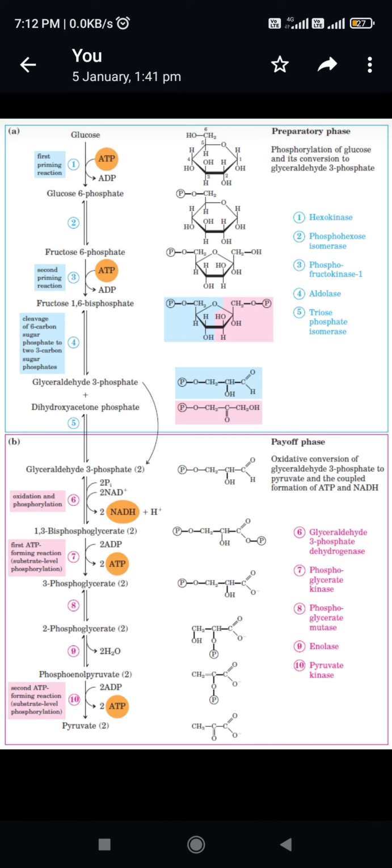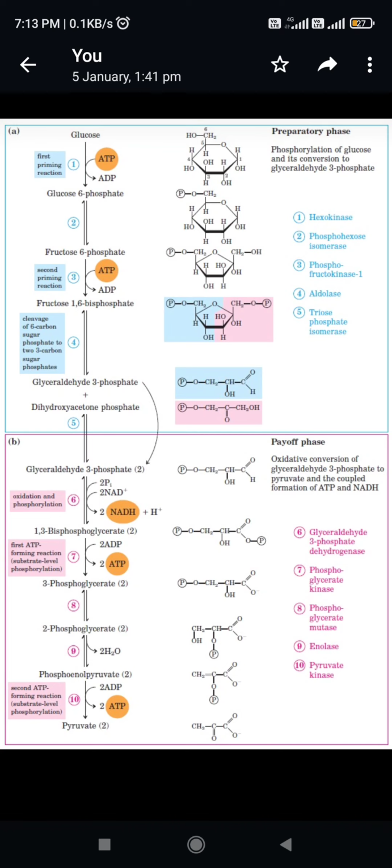The second step is conversion of glucose 6-phosphate to fructose 6-phosphate in the presence of the enzyme phosphohexose isomerase. Isomerization is changing the structure. Glucose 6-phosphate and fructose 6-phosphate have the same chemical formula but different structures. That is the reaction. It is able to reverse itself at any point of time.